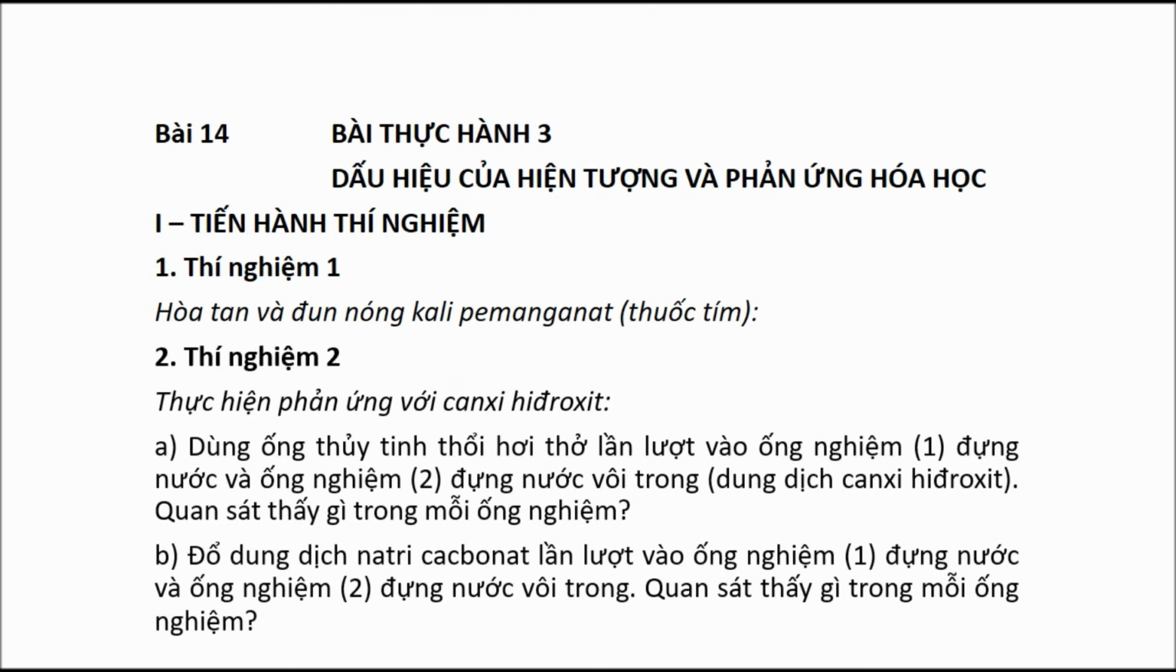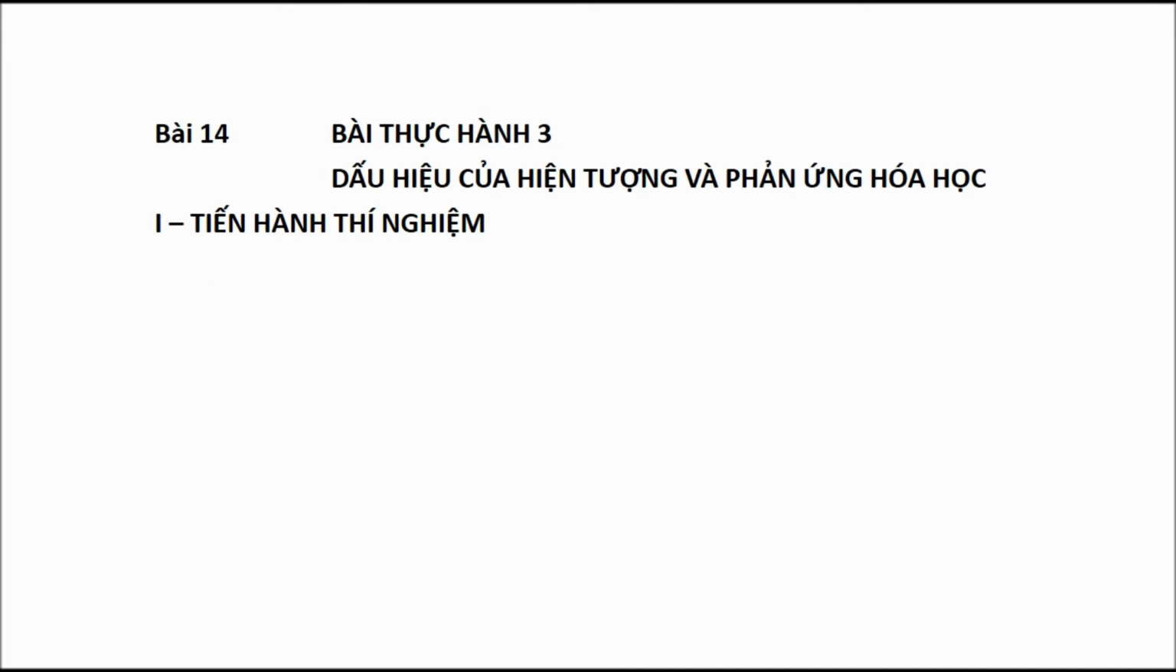2. Experiment 2. Reaction with calcium hydroxide. A. Use a glass tube to breathe into test tube 1 containing water and test tube 2 containing fresh lime water, calcium hydroxide solution. What can be observed in each test tube? B. Pour sodium carbonate solution into test tube 1 containing water and test tube 2 containing fresh lime water. What can be observed in each test tube?